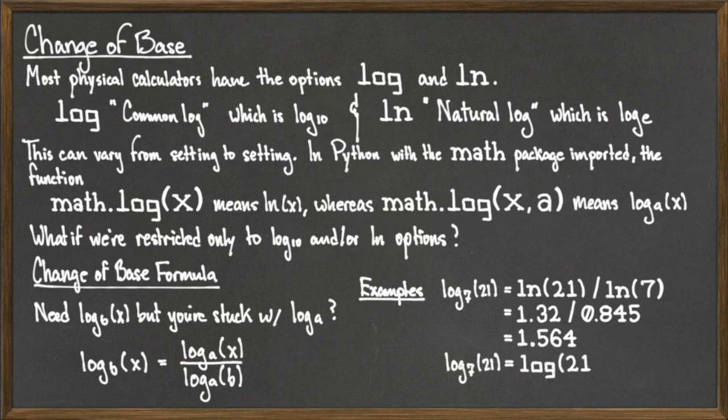And this works in whatever base I'm stuck in, because if I wanted to use the common log function, I could still compute log base 7 of 21 as common log of 21 divided by common log of 7, and I get the same number. So again, the point of this slide is to give you a practical idea of how I can compute different logs when I have a calculator that might not allow for the different log bases that you might encounter in this class.